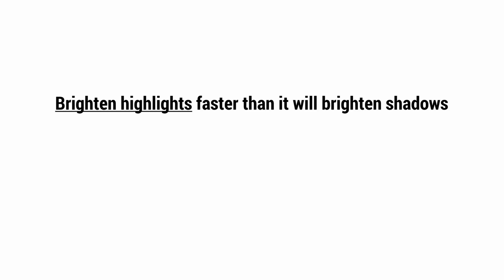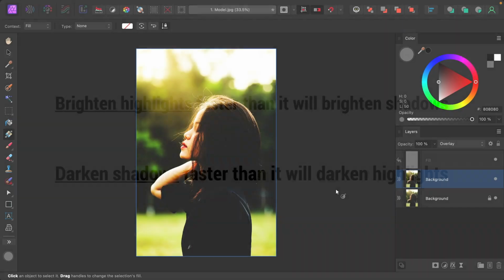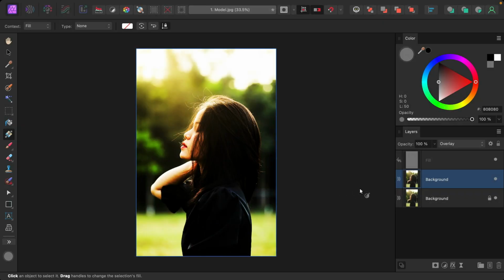Overlay is a special blend mode because it will brighten highlights faster than it will brighten up the shadows in your image. And it will darken shadows faster than it will darken highlights in your image. This allows you to brighten your highlights without affecting your shadows too much, or to darken your shadows without affecting your highlights too much. To see how this works, I'm going to delete this duplicate photo layer that we made earlier.